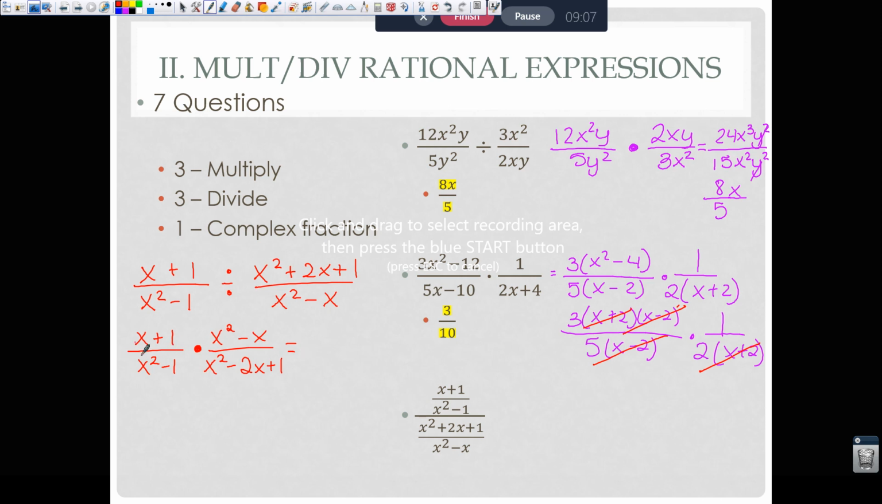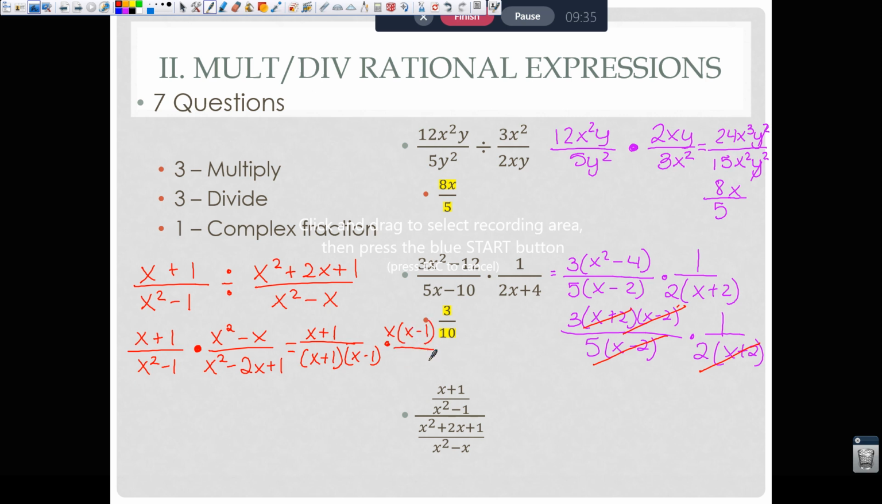So I'm going to look at my top here, x plus 1. I cannot reduce that. Okay, what about x squared minus 1? I can factor this. It's a difference of squares, where we have subtraction. So I'm going to have x plus 1 on top, and this becomes x plus 1 and x minus 1. Okay, I can factor out an x. So that becomes x minus 1.